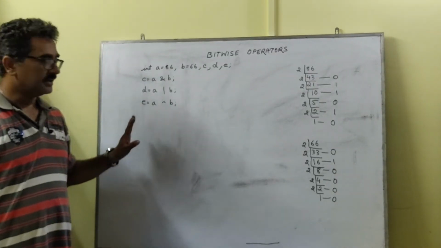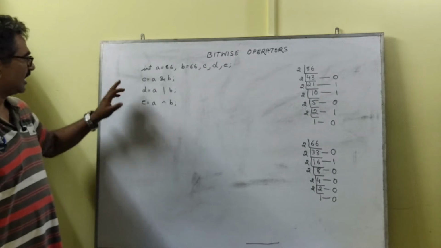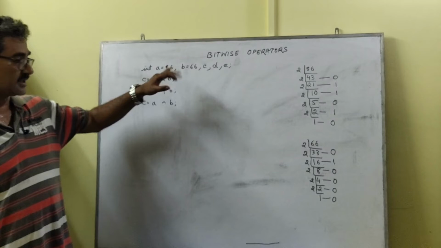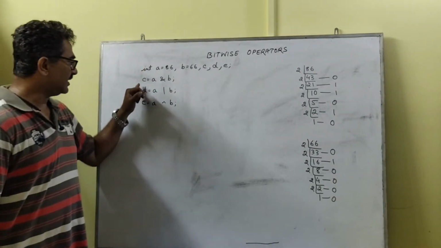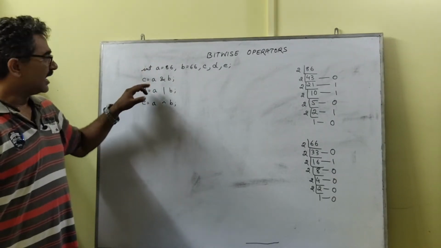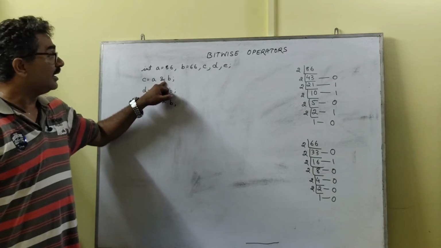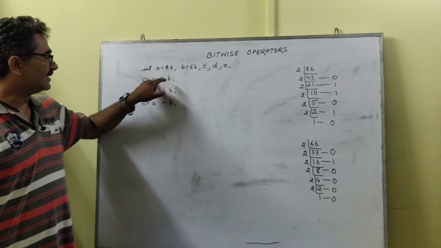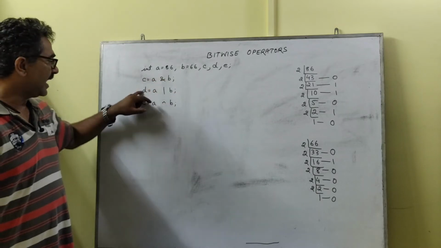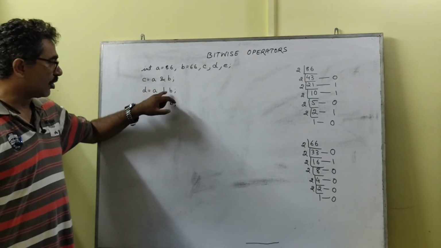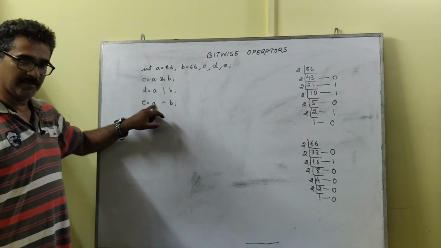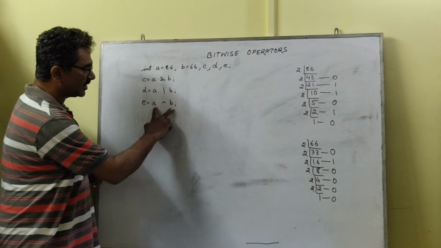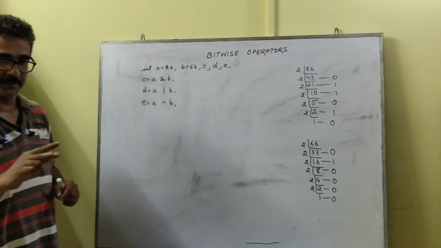Now let us see what this is all about. I have taken 2 variables A and B, which are initialized with 86 and 66. You can see over there. And here inside the variable C, I am using the bitwise AND operator on A and B. Inside D, A bitwise OR B, and E is A bitwise XOR B. So you can see all these 3 operators work with 2 operands, hence they are called binary bitwise operators.